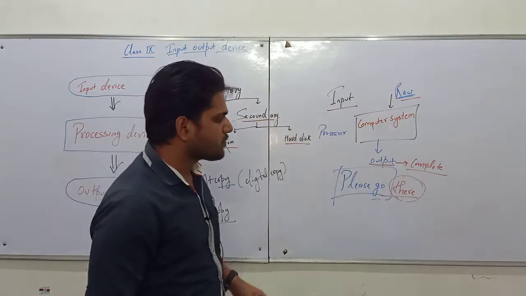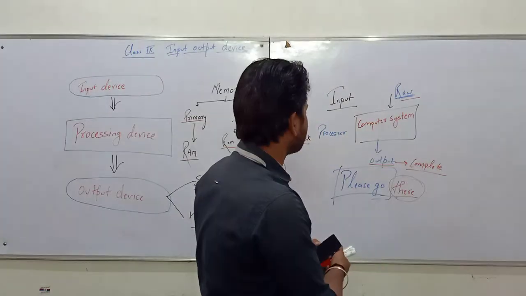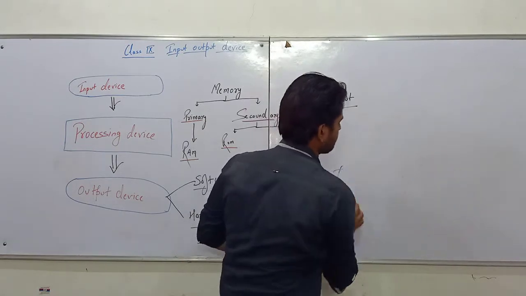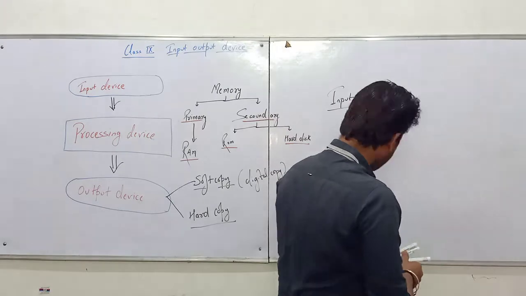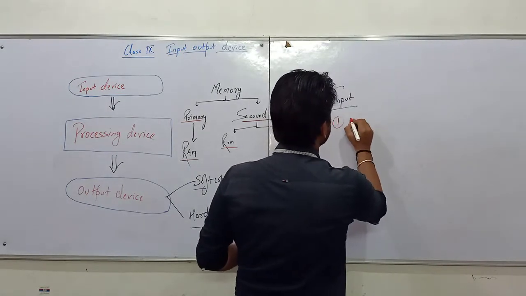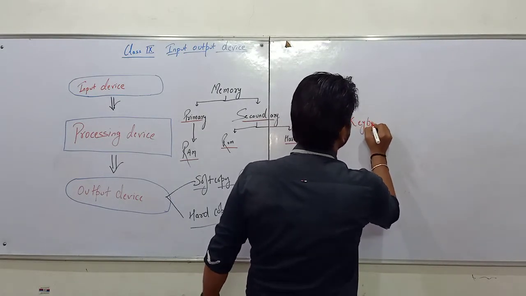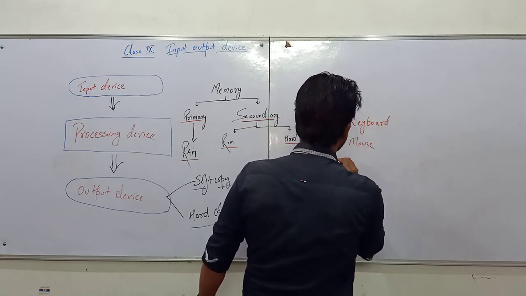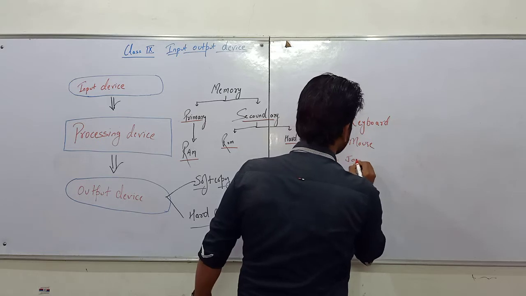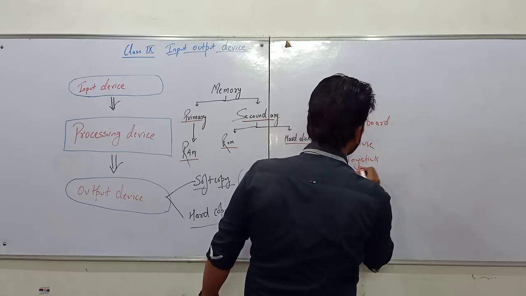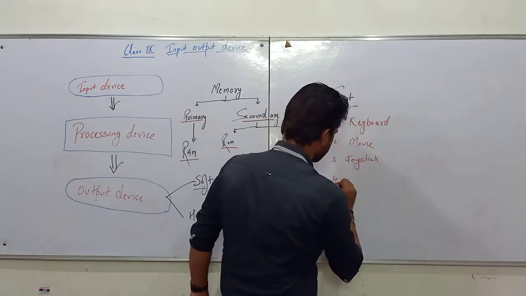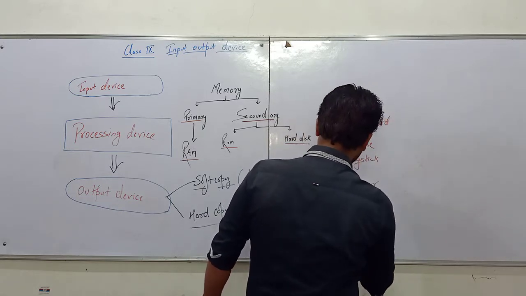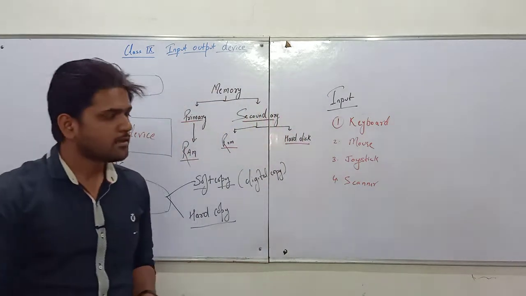There are certain devices which we use for inserting data inside the computer system, as follows: keyboard, mouse, joystick, scanner, and many more. We have many more devices.